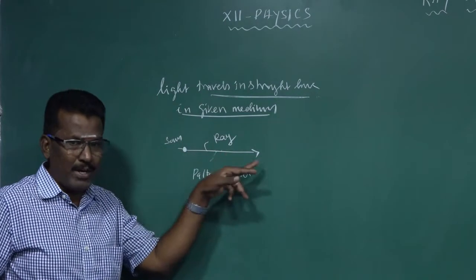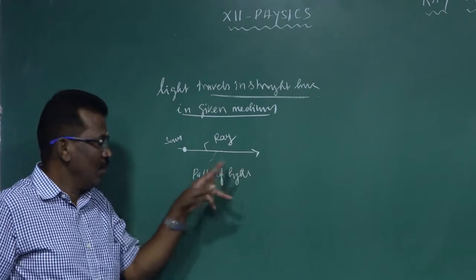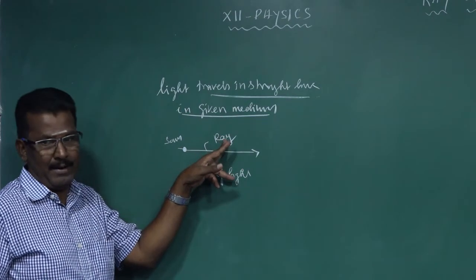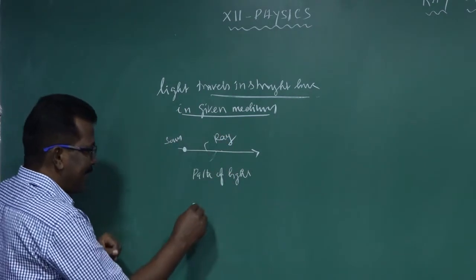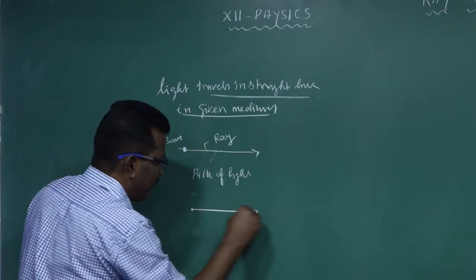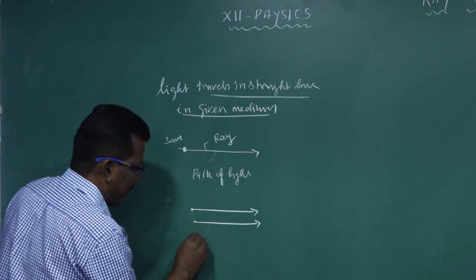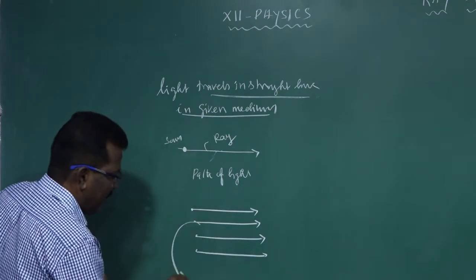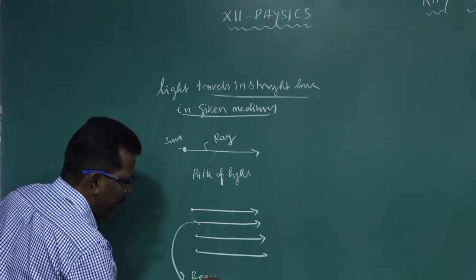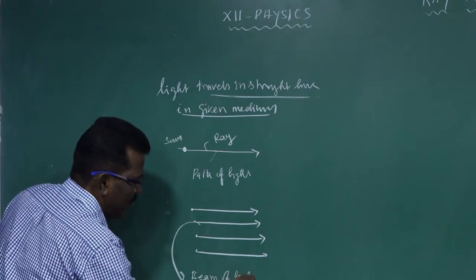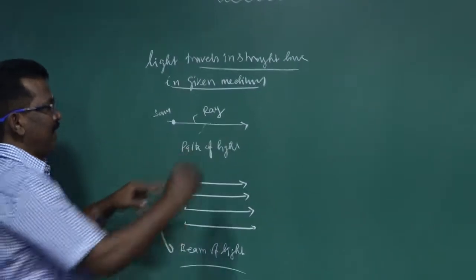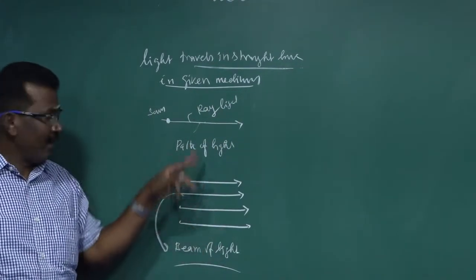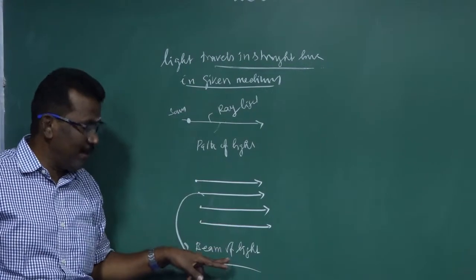The light is moving in a particular direction, that is, in a straight line. So this is the path of light. The path of the light is called a ray. A collection of rays is called a beam. This is a ray of light. The collection of rays is called a beam of light.